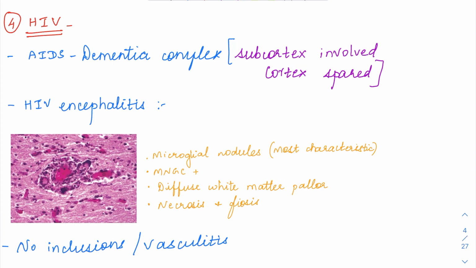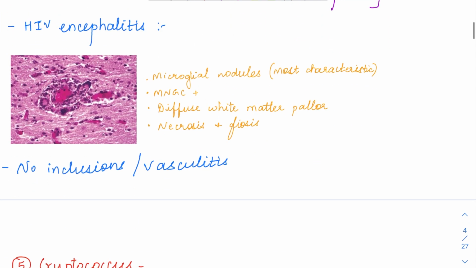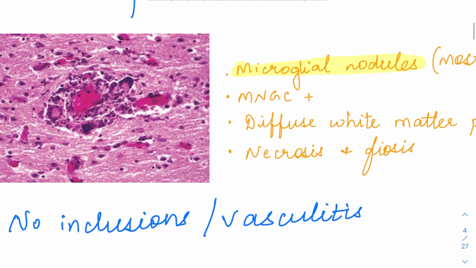You will get a cognitive impairment. So, in AIDS dementia complex, usually the cortex is spared while the subcortex is usually involved. And in HIV encephalitis, the classical microscopic feature will be that of microglial nodules. Microglia are nothing but modified macrophages in the brain. They are going to form some nodules, and this exact image has also been asked before.